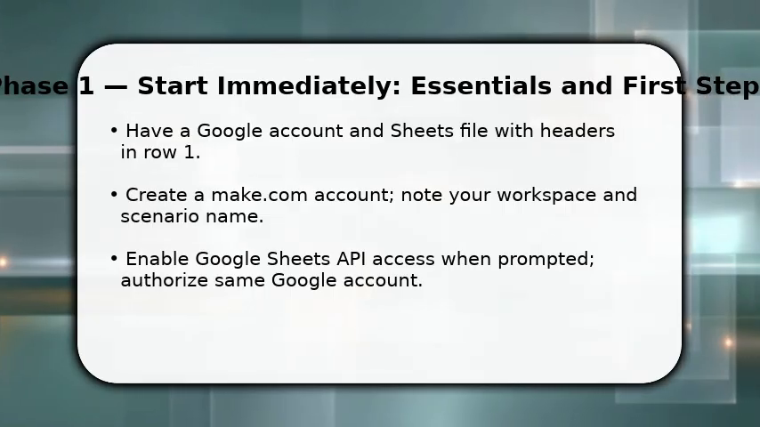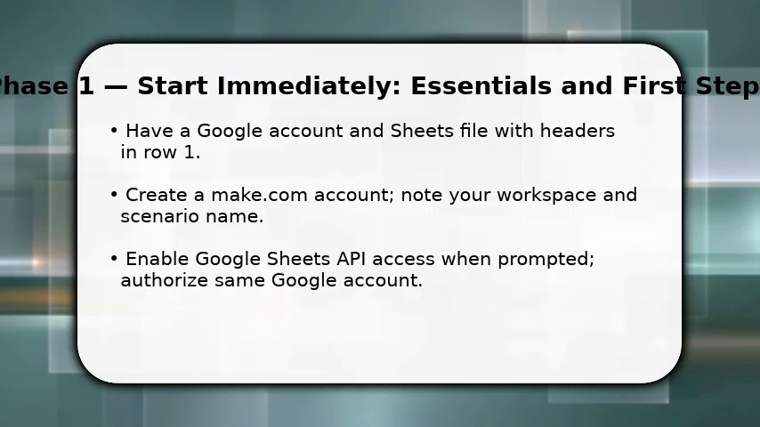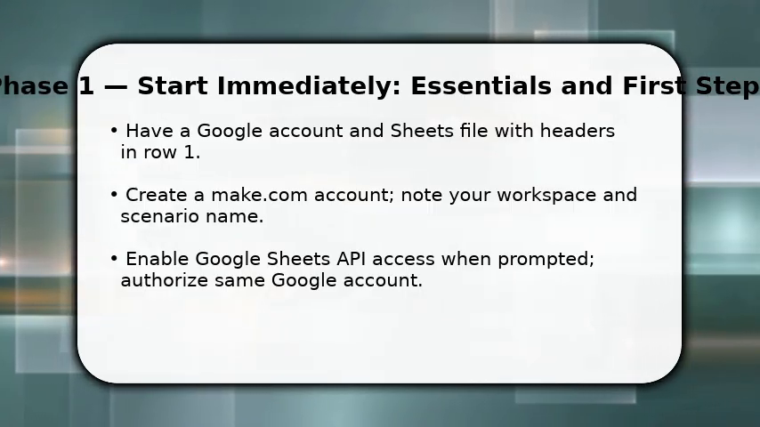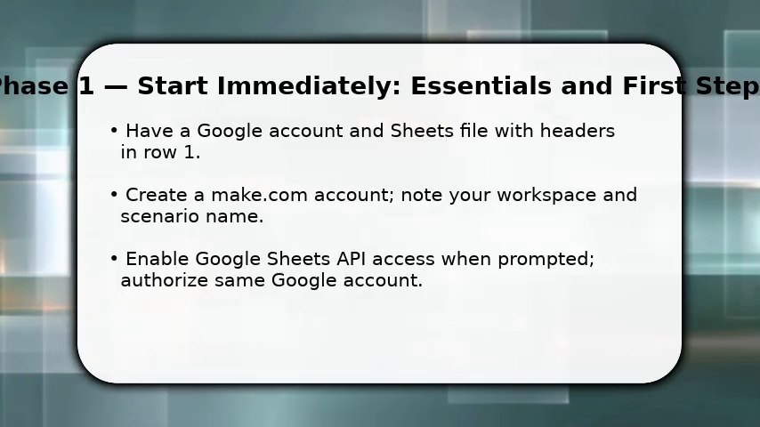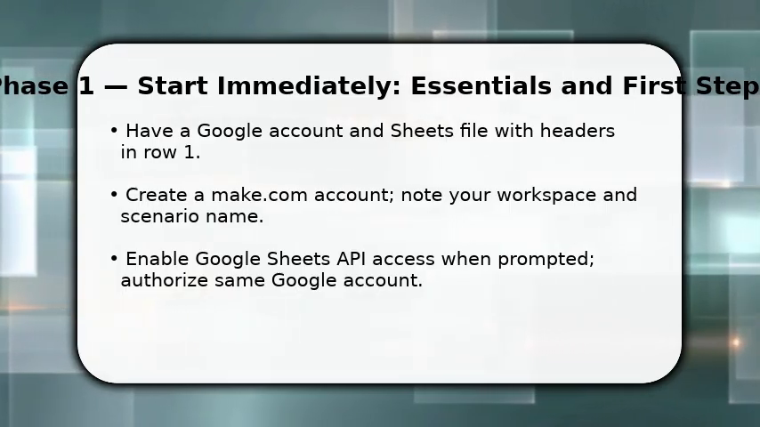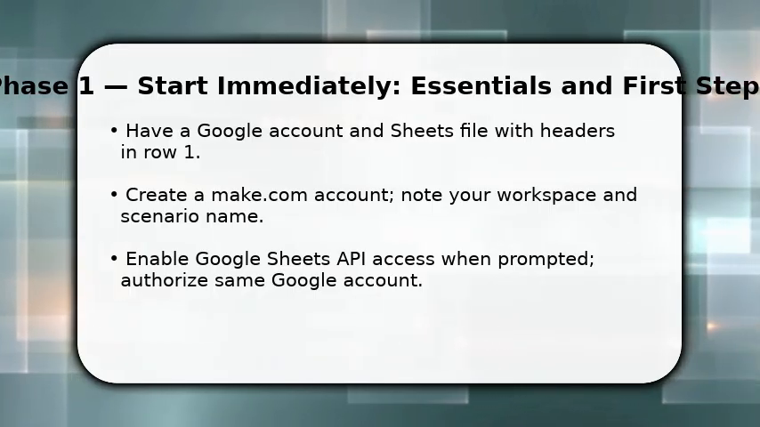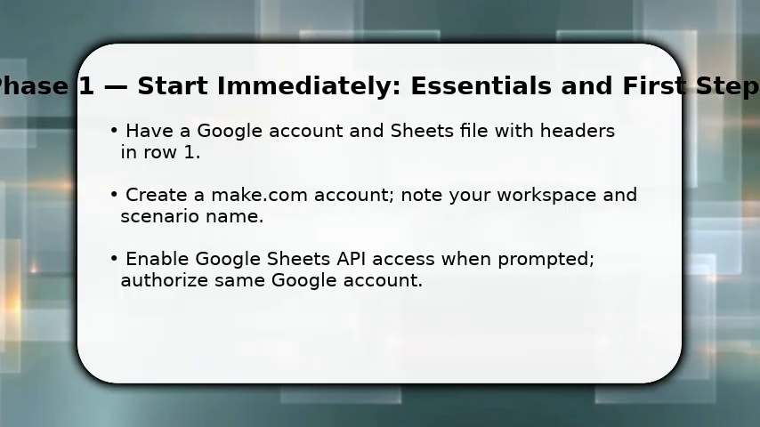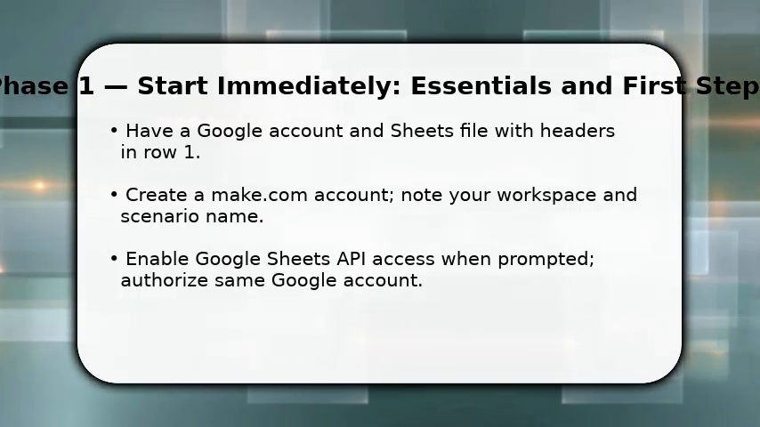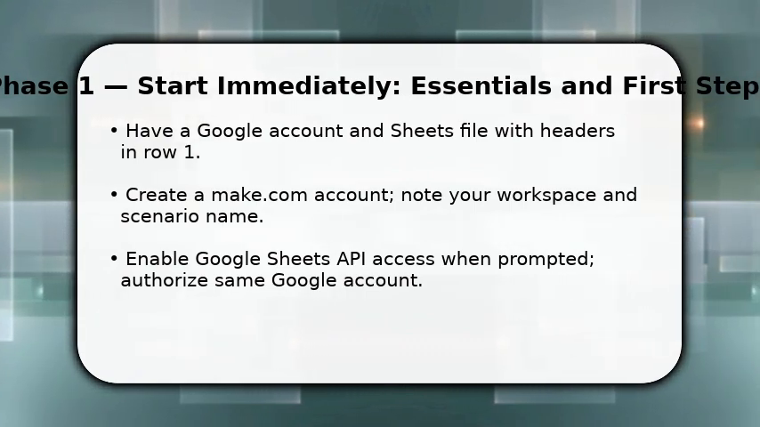You start by confirming prerequisites: a Google account, a Sheets file with clear headers, and a Make.com account. First, create a new scenario and add the Google Sheets module. Once added, click Connect and authorize Make.com to access your Google account. Make sure to pick the same account that owns the sheet. Then select the spreadsheet and worksheet. This establishes the link. It lets Make.com read headers and map columns, which you'll use for automation steps that follow.